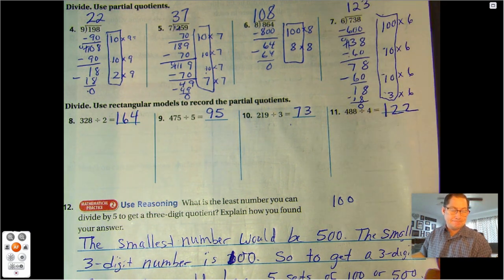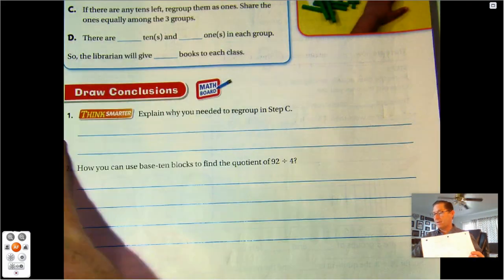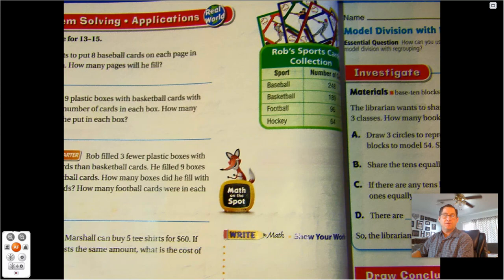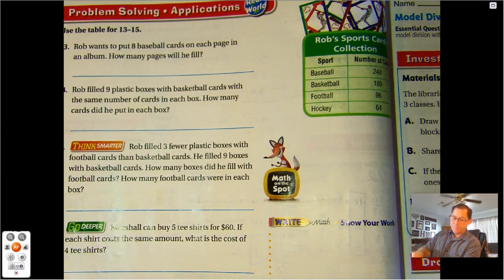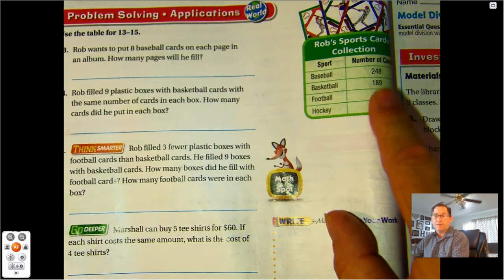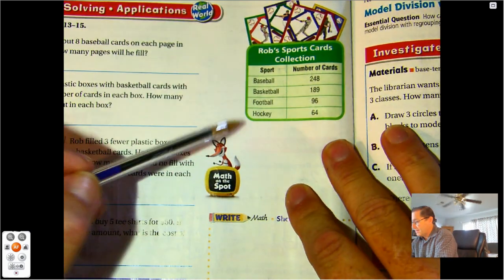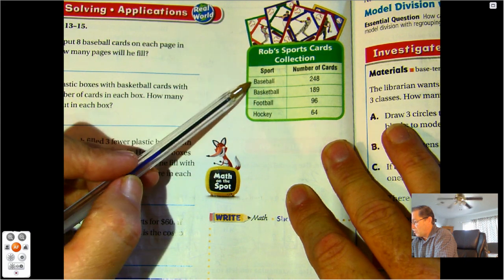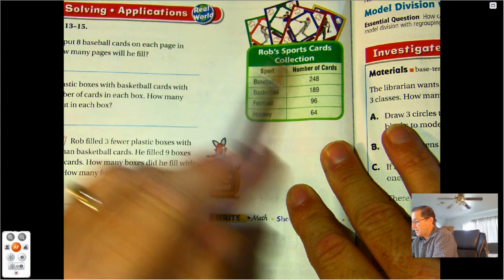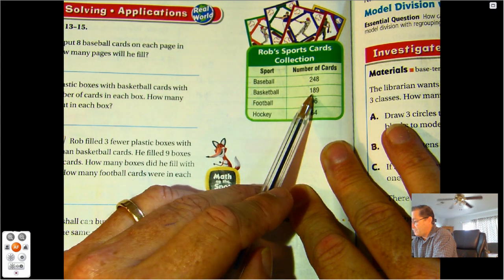All right, 176. Okay, use the table for 13 through 15. So let's look at the table first. Rob's sports cards collection. And he has baseball cards, basketball cards, football cards, and hockey cards. He has 248 baseball cards, 189 basketball cards, 96 football cards, and 64 hockey cards.